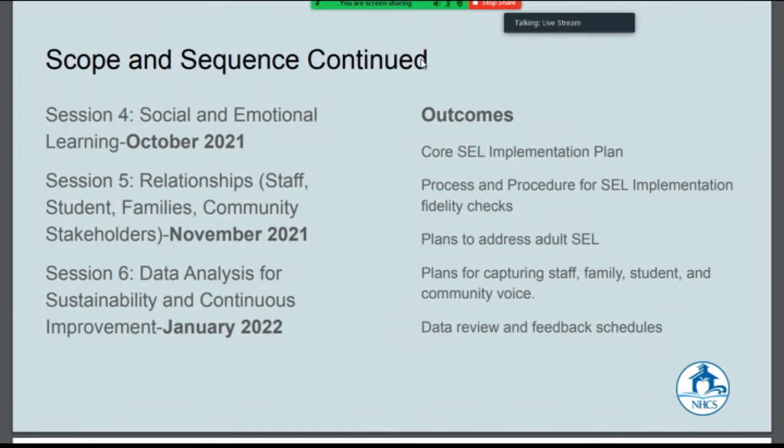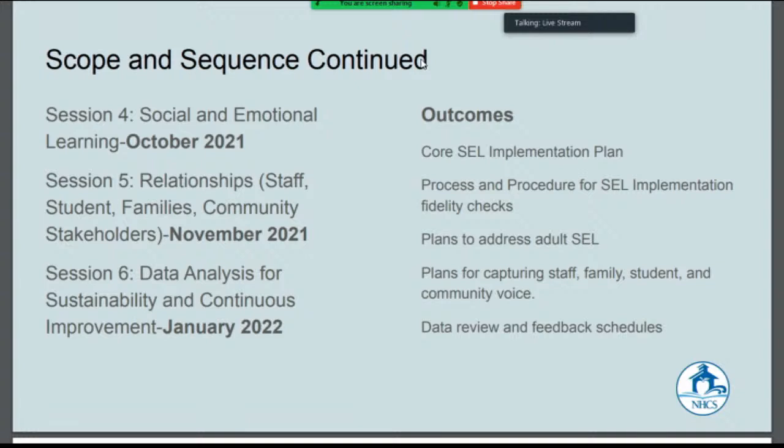We have completed, well, actually, no, not yet. Session 4, social and emotional learning, and then we are looking at our date for early November for relationships, staff, student, families, and community stakeholders. And then our next step will be in January, and that'll be the data analysis piece for sustaining and continuous improvement. So in this, the school will have one of their outcomes will be their core, meaning involving all students, social emotional learning implementation plan.